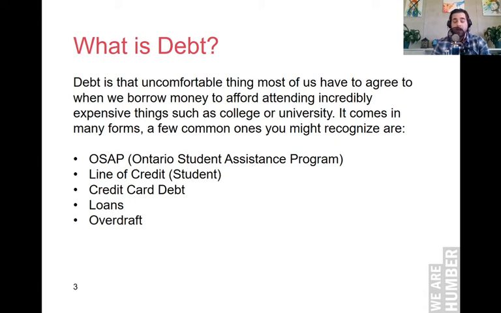Common forms of student debt that you're likely to experience are OSAP, which is the Ontario Student Assistance Program. If you don't have OSAP, maybe you have a line of credit, like a student line of credit through a financial institution. If you're making smaller purchases such as textbooks or things, maybe you're using a credit card to put that on if you don't have money available immediately. There's other forms of loans like payday loans and things, which I hope you're avoiding. We'll talk about those more in depth later, but just be aware that there are other types of loans and things like overdraft fees for when you've taken more money than you have.